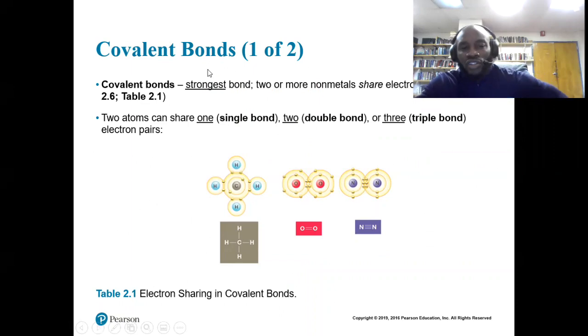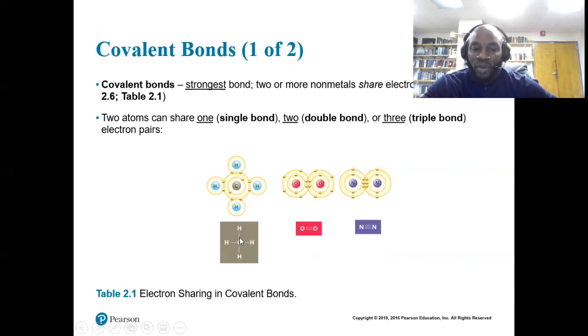Right, covalent bonds are the strongest bond, 2 or more nonmetals sharing electrons. 2 atoms can share a single bond, double bond, or triple bond, depending on how many electrons they share. Methane, you have carbon sharing 1 electron with the hydrogen. The hydrogen is sharing 1 electron with the carbon in each case. So it's designated by this single line.